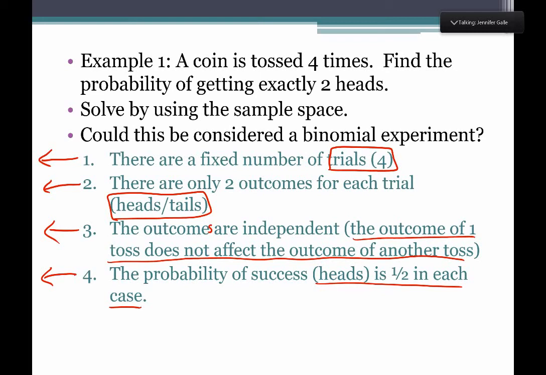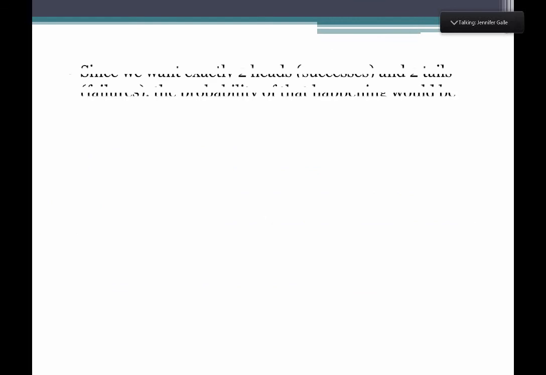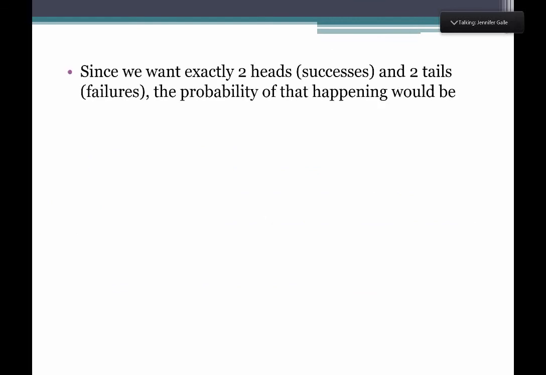How does this get rid of having to create that whole sample space just to find some probabilities? So here's what we can do. Since we want exactly 2 heads, heads are considered a success in this case, and 2 tails, a tail in this case would be a failure. I know sometimes we have to kind of wrap our head around it, like, well, why do we consider that a success and failure? That's just our verbiage, for lack of better wording, for this particular type of experiment.